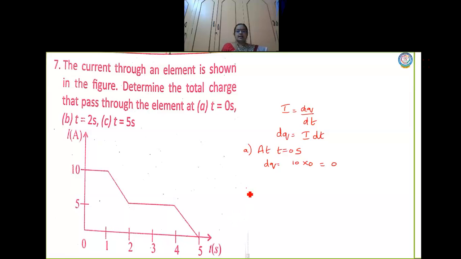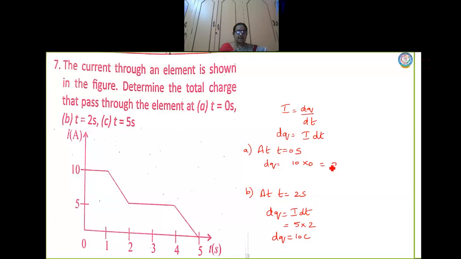Okay, next, what is the second case? At t is equal to 2 second, again dq is equal to I into dt. Where is t is equal to 2 second? At this point, t is 2 second. What is the value of current? The value of current is 5 ampere at t is equal to 2. Substitute then: I is 5 ampere, dt is 2, so the charge is 10 coulomb. So dq is 10 coulomb for the second case.